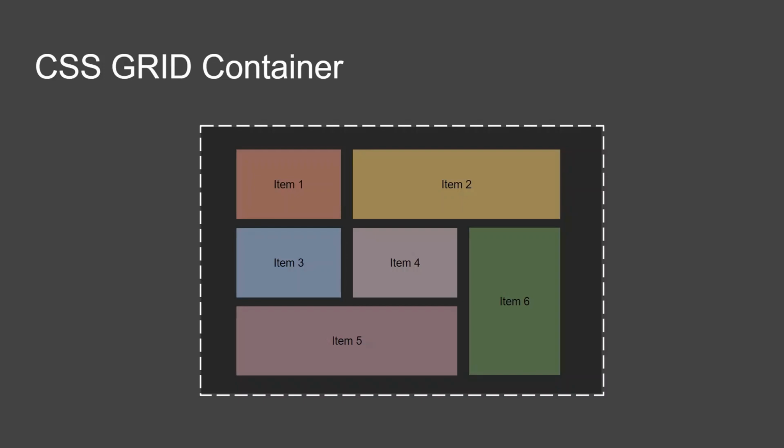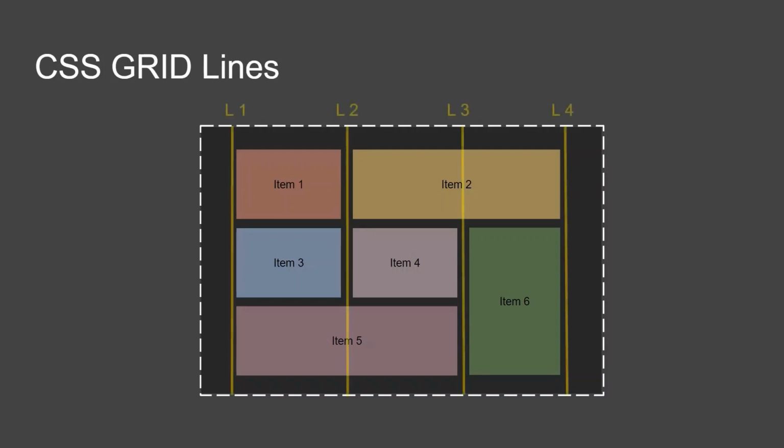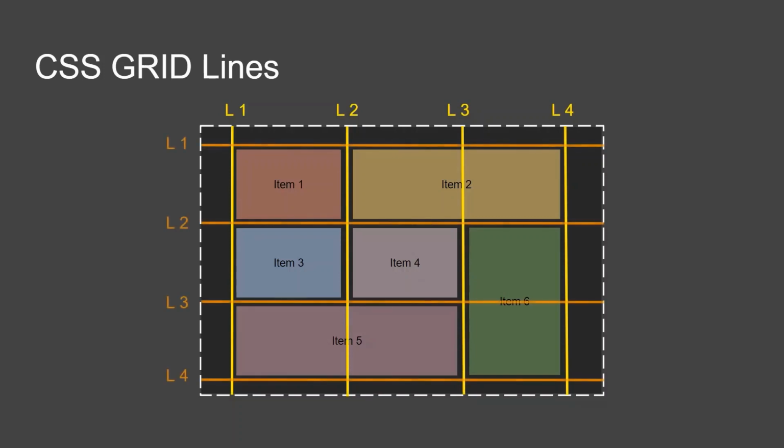To use CSS Grid for designing layouts, we should always have a grid container that holds all the grid items in it. So the white dashed box is our container. Next, CSS Grid has lines, which are the column lines and the row lines. Here, L1 to L4 in yellow are the column lines and the orange ones are the row lines. These lines define the start and the end of the grid cell.